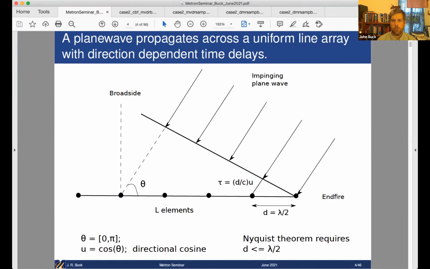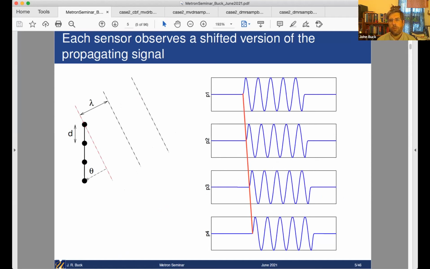To show you what this delay looks like as the signal comes across the array, here's another cartoon of a 4-element array. As the signal comes in, I'm showing the same pulse in a plane wave arriving at each sensor, but it's slightly delayed at each sensor, shown by the slope of this red line. So that's the big picture concept: that delay, the slope of that red line, has the information about the angle of arrival.